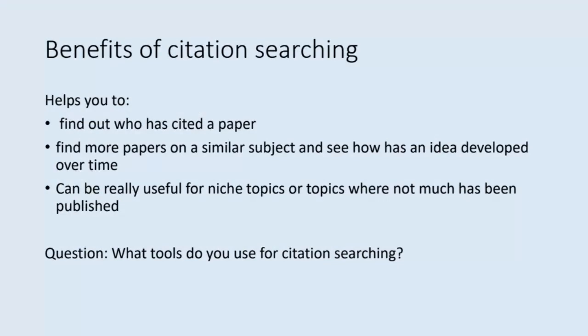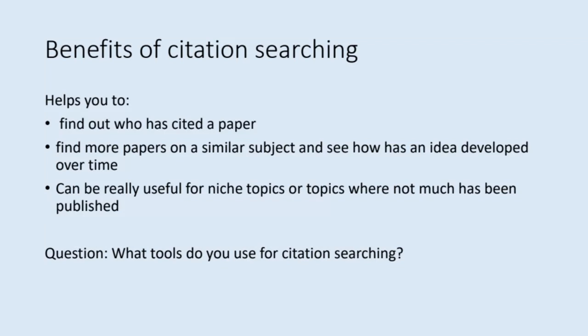I wanted to talk a bit more now about citation searching. Citation searching is useful because it helps you find out who has cited a paper. You can find more papers on a similar subject and see how the idea has developed over time. It can also be really useful for niche topics or topics where not much has been published, and you can follow a conversation or a breadcrumb through the literature. So it's quite different to the very systematized searching that we've been talking about up until now. But certainly for difficult to find literature, citation searching is really powerful.